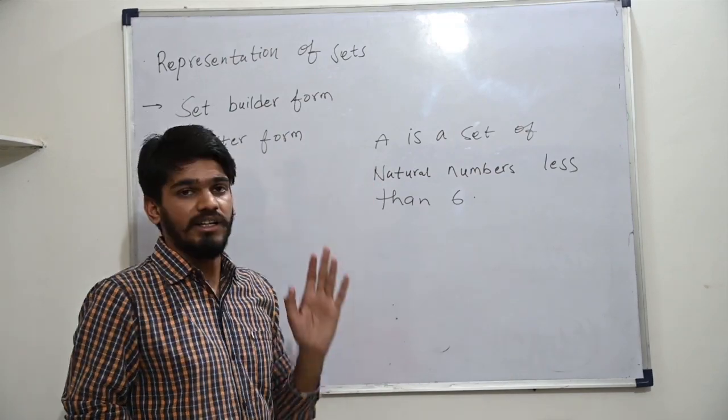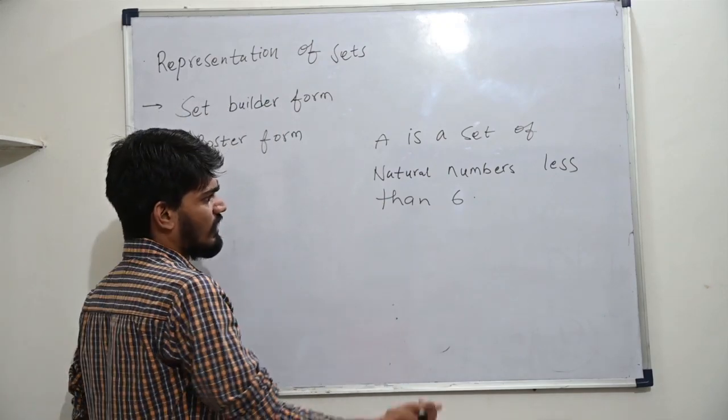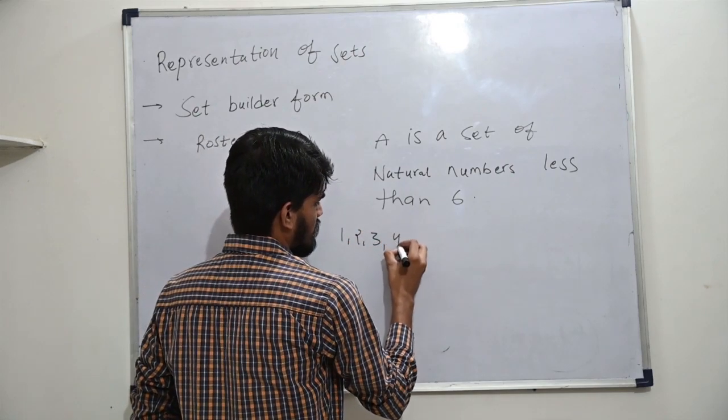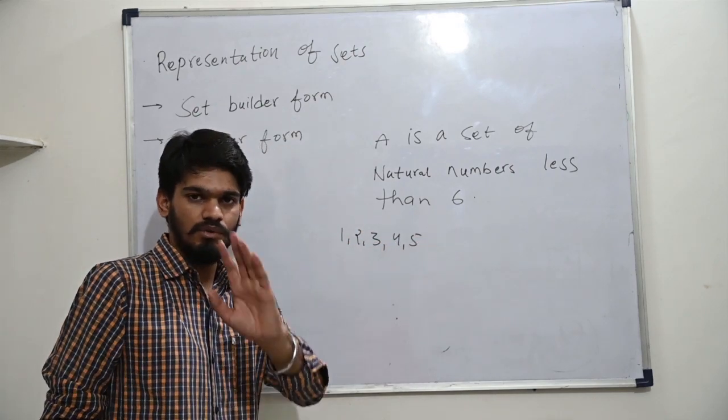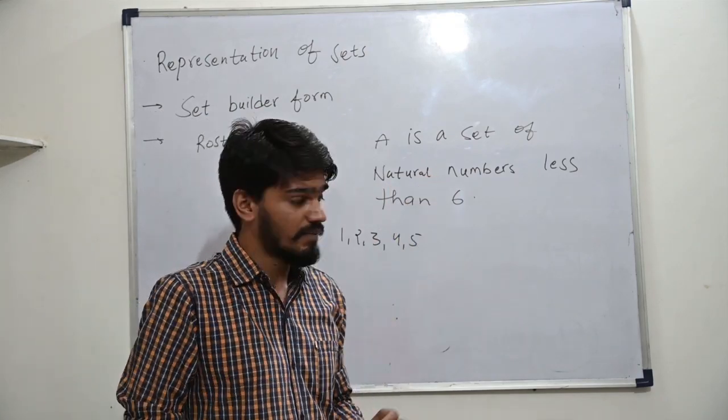Now, first of all, what are natural numbers? 1, 2, 3, 4, 5, 6, 7, 8, 9, 10, counting numbers only. Less than 6, I am having only 1, 2, 3, 4, 5. Only 5 elements are there which are natural numbers and which are less than 6.